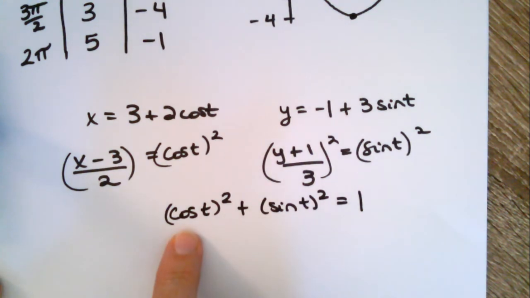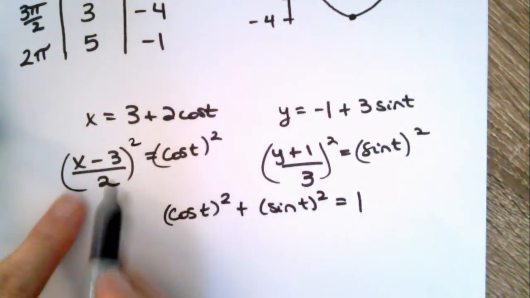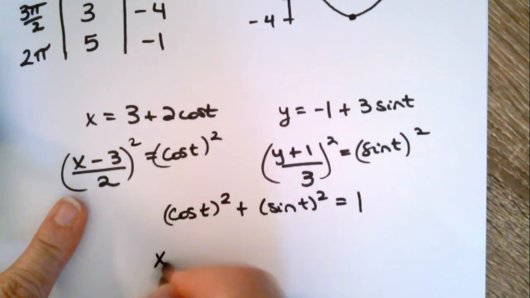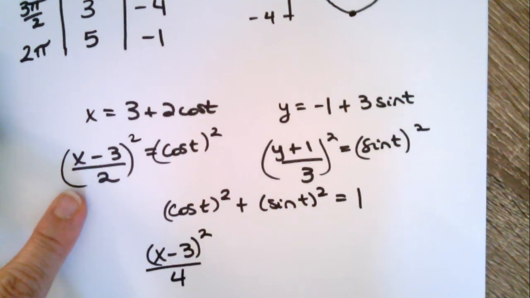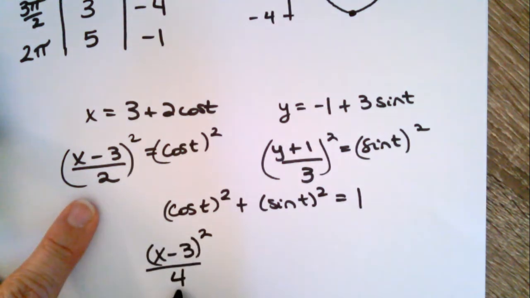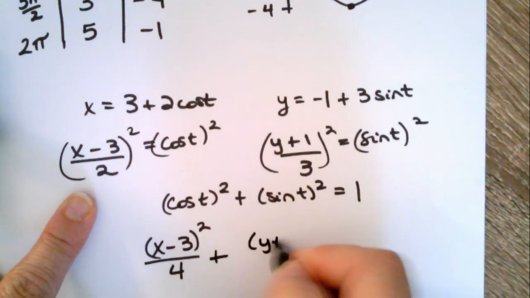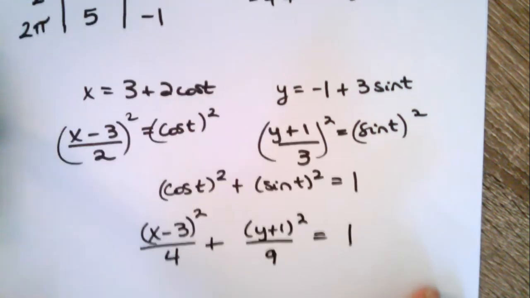And so if I substitute, cosine t squared is equal to, whoops, I forgot my squared here. That should have been squared. Cosine of t squared is equal to x minus 3 squared over 4. I'm squaring that denominator to make it a 4, plus y plus 1 squared over 9 equals 1.